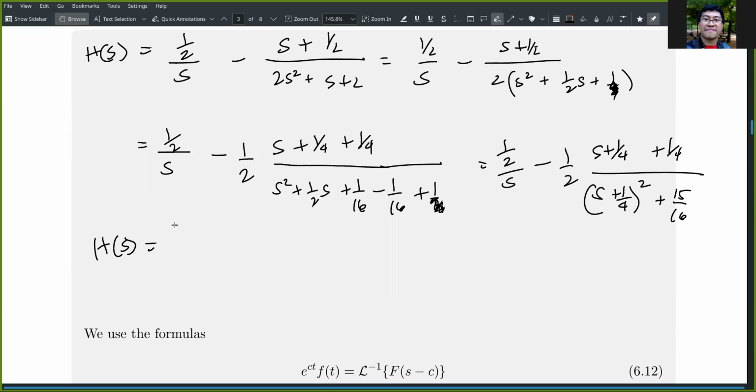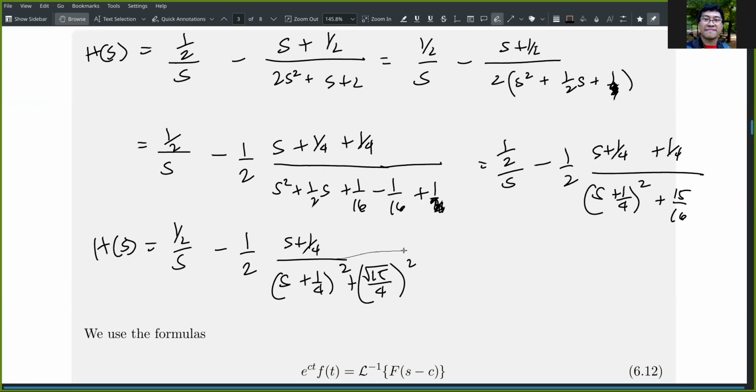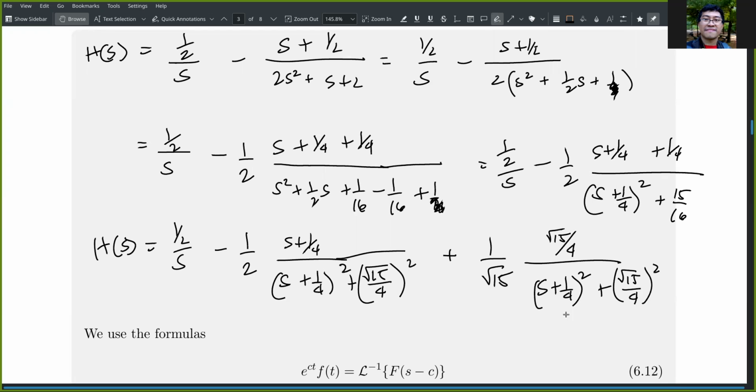So H(s) is 1/2 over s minus 1/2 of, let's separate this, s plus 1/4 over s plus 1/4 squared plus, let's say, square root of 15 over 4 squared, plus 1 over square root of 15. So that we can write this as square root of 15 over 4 over s plus 1/4 squared plus square root of 15 over 4 squared.